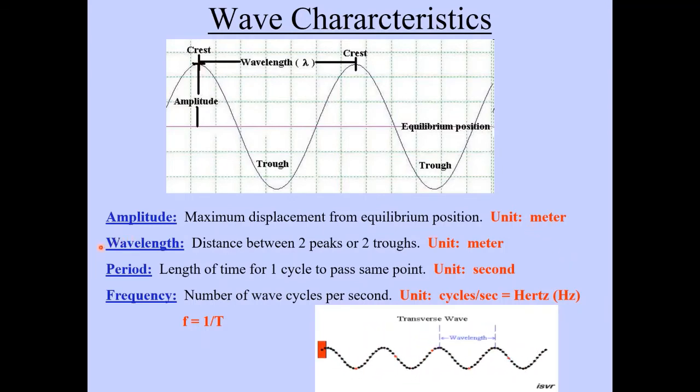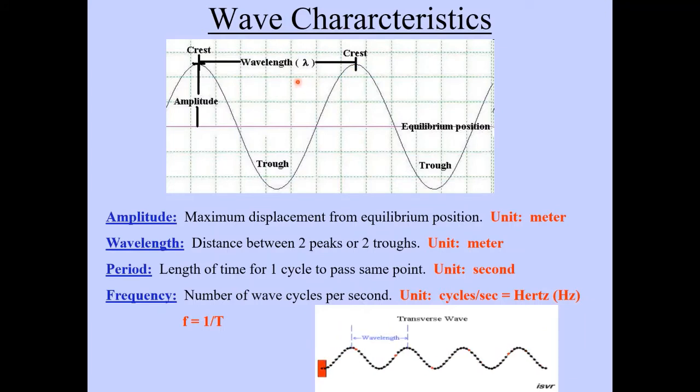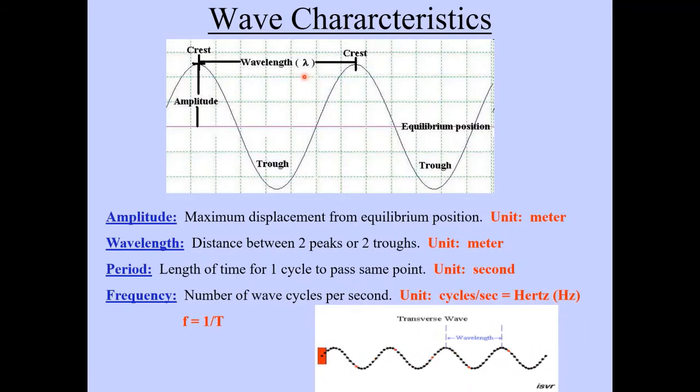We already saw a little example of the wavelength. The wavelength is the distance between two peaks or two troughs. So in this example here, we would measure from one crest here to the adjacent crest here, and this distance is called the wavelength. And the wavelength is usually designated with the symbol lambda. This is the Greek lowercase lambda symbol, and wavelength is a distance, so it is measured in meters.